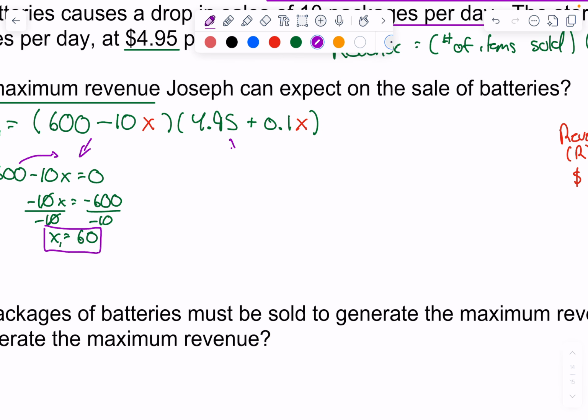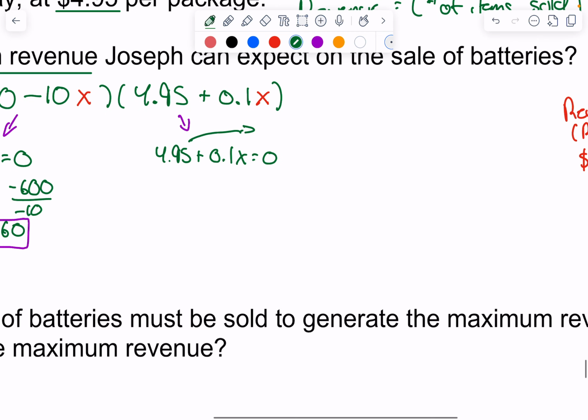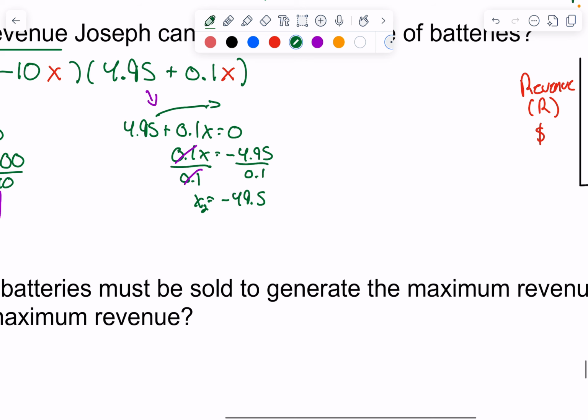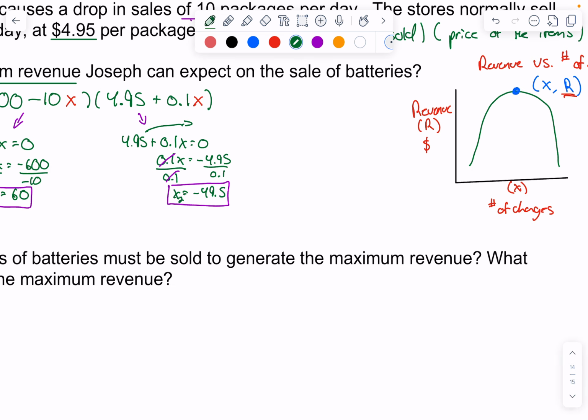Do it again for this bracket this time. 4.95 plus 0.1x, set this to 0. So first step, bring the 4.95 over. So 0.1x is negative 4.95. Divide both sides by 0.1. So you get x is equal to minus 49.5. There's x2. That's your second x-intercept. Perfect. Now move on to step 2.